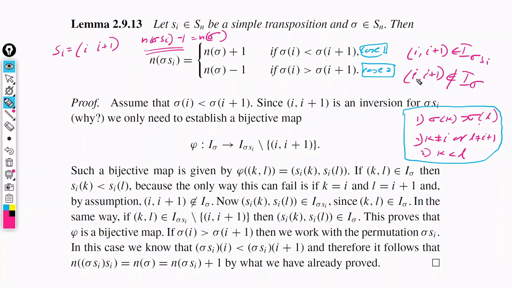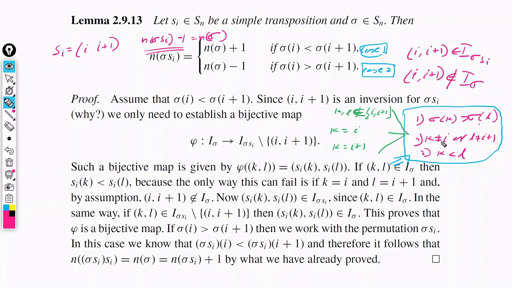That means either k is not equal to i or l is not equal to i+1. Again, this has further three cases. Case 1 is that k and l are not equal to i or i+1. Another case is k equal to i, and another is k equal to i+1. We have to show that in these three cases, Si(k) is less than Si(l).